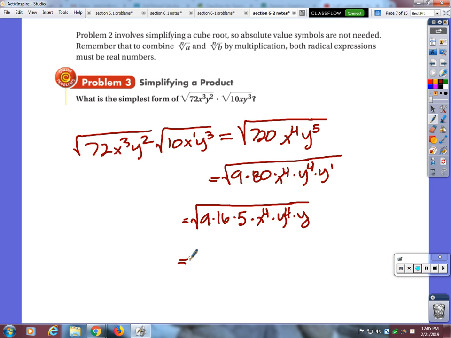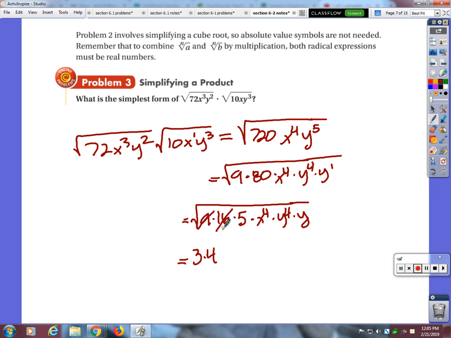What's the square root of 9? 3. What's the square root of 16? 4. Ashlyn, all I did is I just wrote 80 as 16 times 5. Okay, what's the square root of x? Just hang on. Let me finish, and then I'll take your questions, okay?